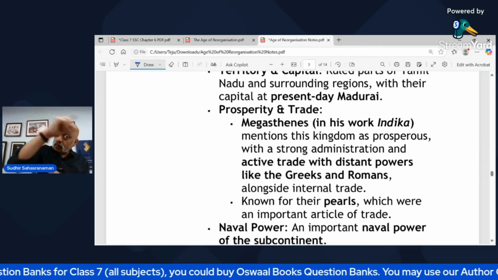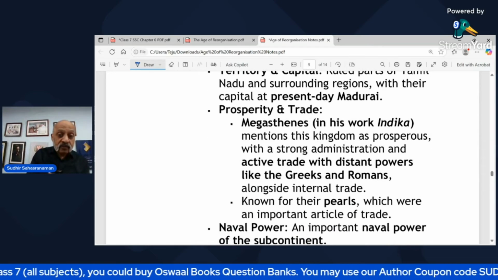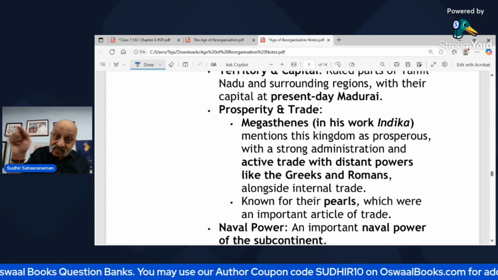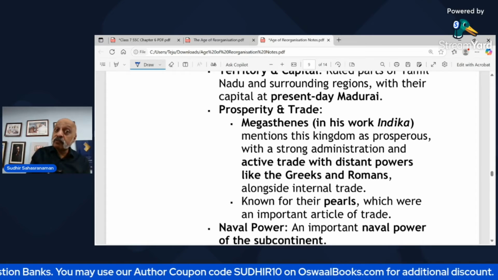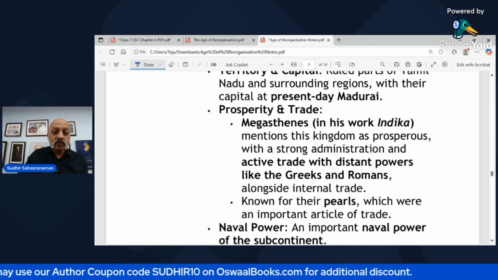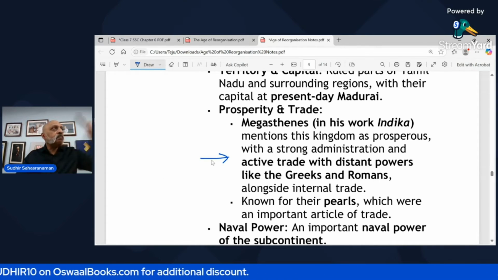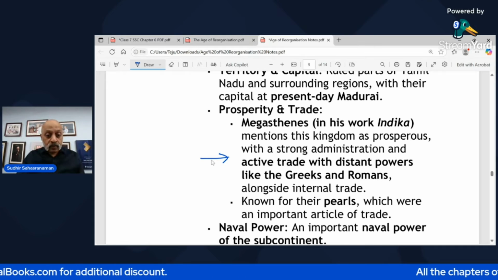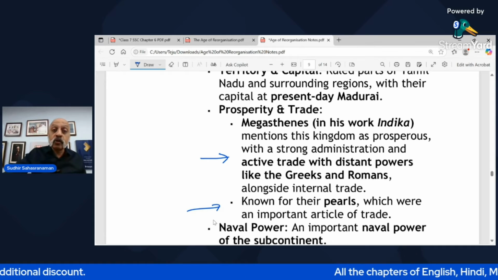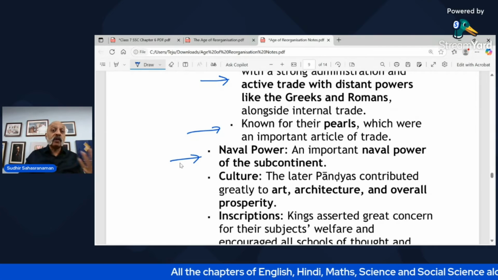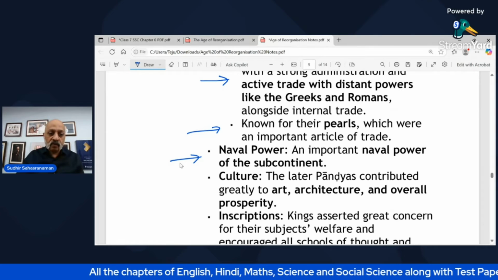Now, Megasthenes, about whom we studied in the previous chapter, in his book Indika, mentions the kingdom of Pandyas as a very prosperous kingdom with a strong administration and active trade connections with the Greeks and the Romans. They were known for their pearls, which was an important article of trade. They had a lot of ships, so therefore they were an important naval power.